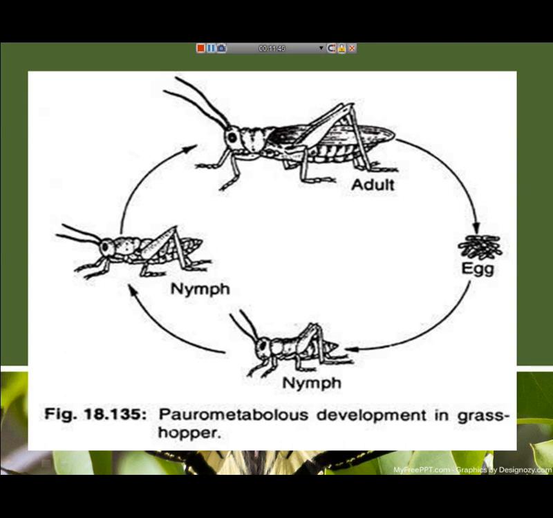This is called gradual metamorphosis or paurometabolous development because the young undergoes slow but steady change in each molt and attains the adult form. Sometimes the gradual metamorphosis or paurometabolous development is included under hemimetabolous development because in each molt the proportion of the head gradually becomes smaller and the abdomen becomes longer.